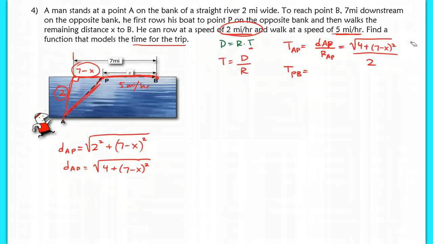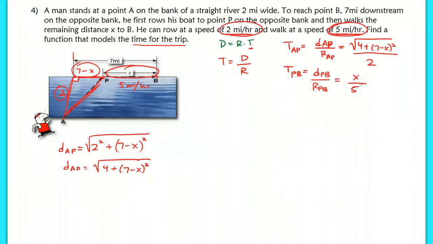Now to get from P to B, we're going to do the same thing. The distance from point P to point B divided by the rate to get from point P to point B. Now the distance from point P to B is already given to you in this diagram. That distance is x. For the rate, they also tell you that here. He walks at a rate of 5 miles an hour, so you have x over 5.